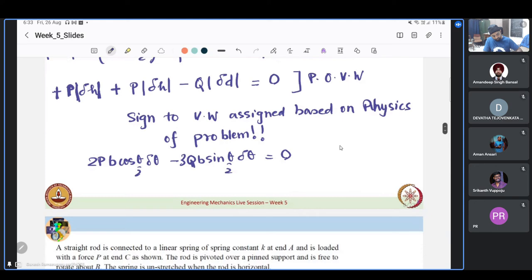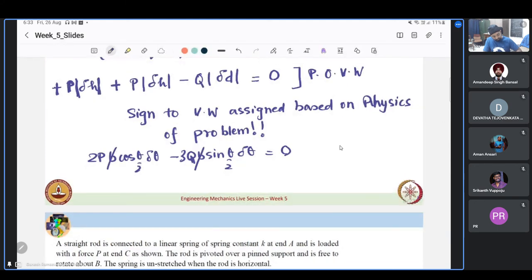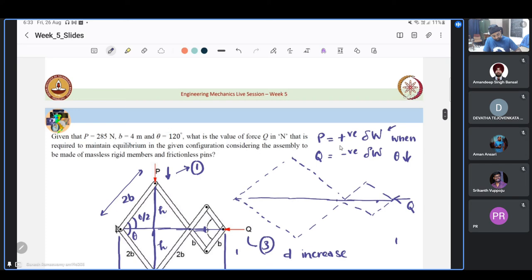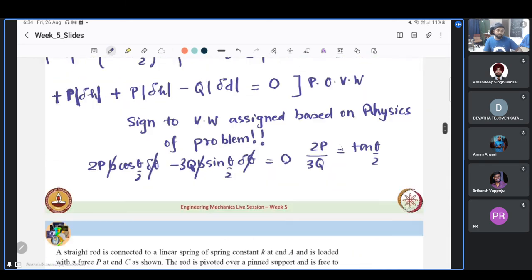From here we can solve. Delta theta cancels out, b cancels out, and we get 2p by 3q as tan theta by 2. And already we have been given in the question that theta is 120, p is 285 and b is 4. Although it is interesting to note that in our final equation b doesn't show up. So what does that mean? That the system's configuration, the ratio in which p and q change, does not depend on b.